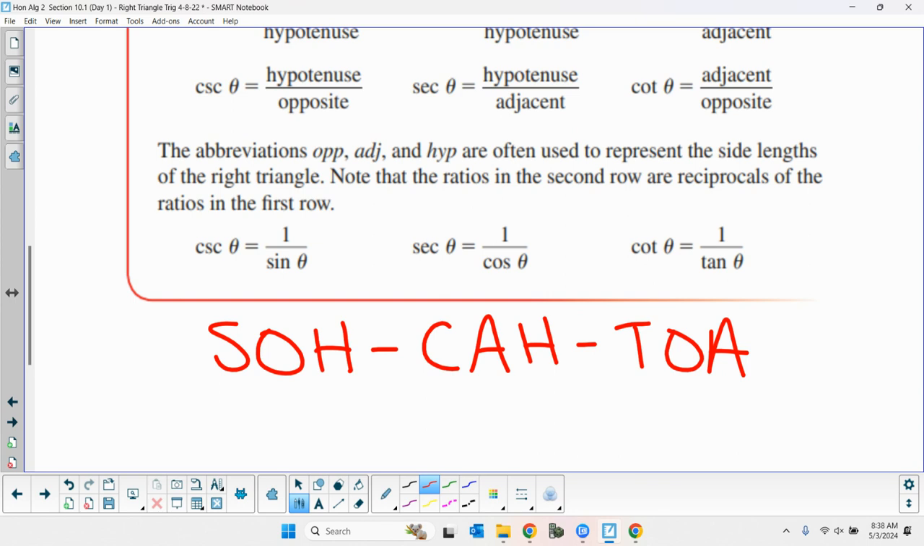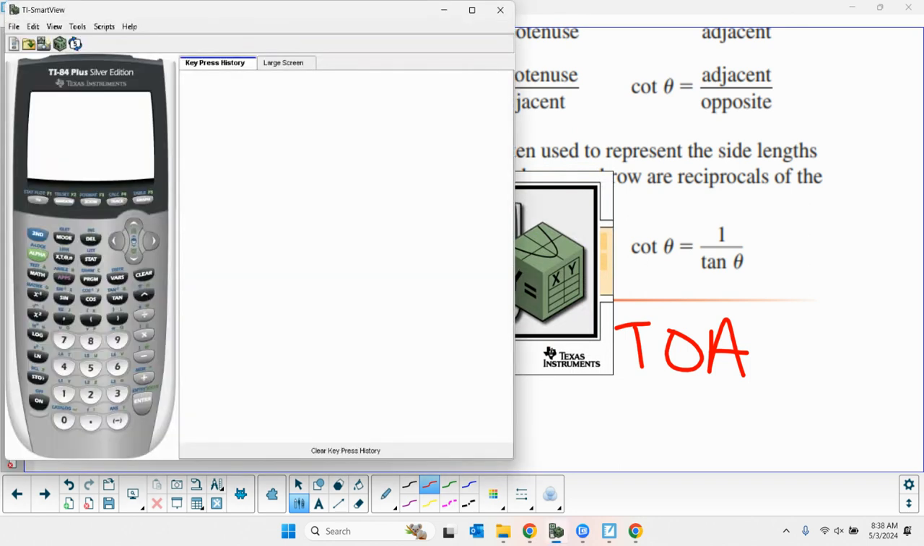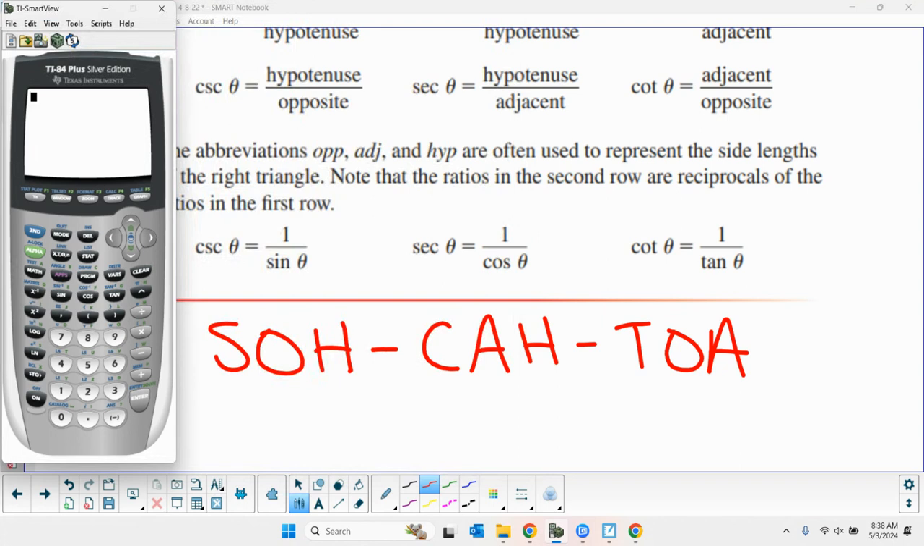Again, you can write the cosecant, since it's the reciprocal of the sine, as 1 over the sine. The secant's 1 over the cosine. Cotangent's 1 over the tangent. In your calculator, you have those three buttons, sine, cosine, and tangent. Okay, if you look here, right in the middle, there's sine, cosine, and tangent. You don't have cosecant, secant, or cotangent.